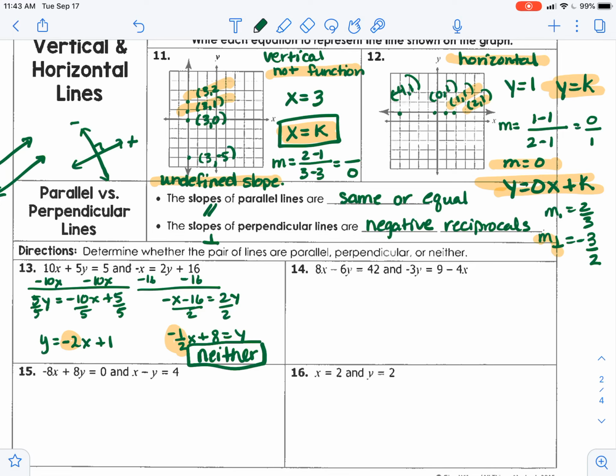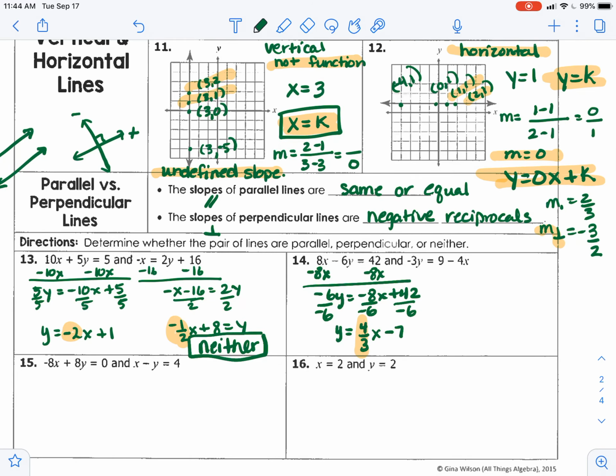Okay, let's try another one here. I'm going to do the same thing, so I'm going to run through it real quick. I'm going to reduce my slope down, so that will go to 4/3, and that would be minus 7. So now I'm looking at, again, my slope. It's 4/3.